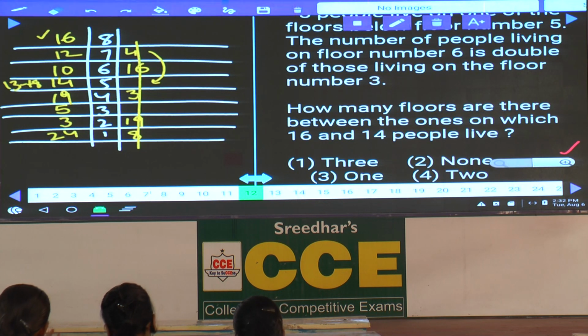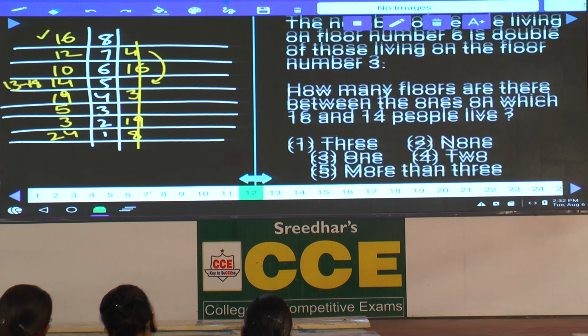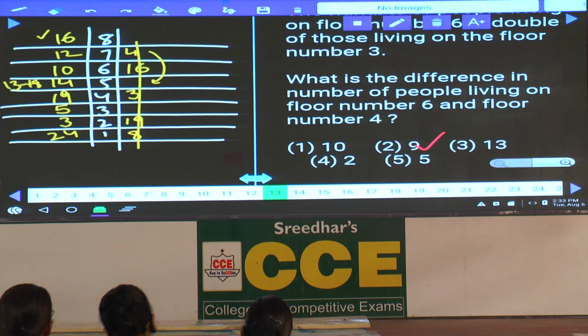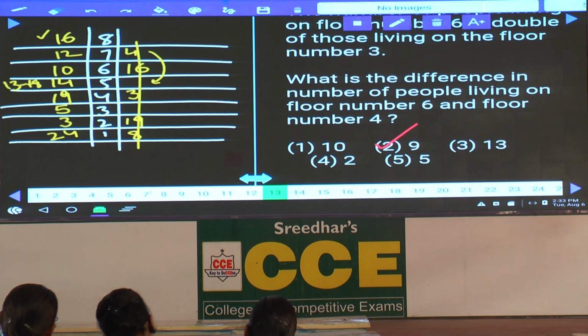Then question number 12. How many floors are there between the one on which 14 and 16 people live? Between 14 and 16 people, how many floors? There are 2 floors, that is choice 4 is the answer. Then the 13th one. What is the difference in the number of people living on floor number 6 and floor number 4? 19 minus 10. There are only 9 people, that is choice 2.